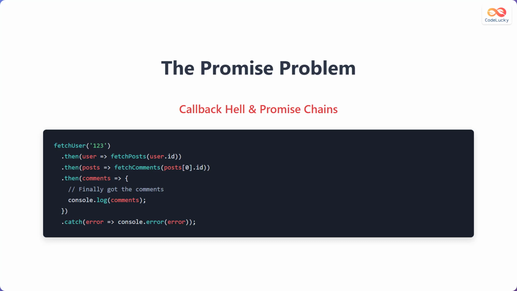We fetch the user with the user ID 123. Then we fetch the posts using the user ID. After that, we fetch the comments using the first post ID. And finally, we log the comments to the console. If any of these steps fail, we catch the error and log it.